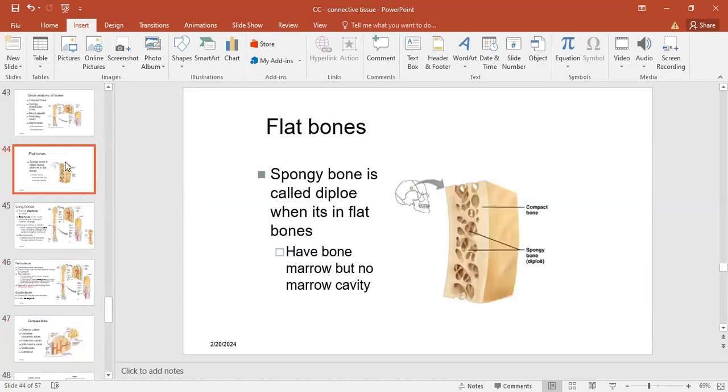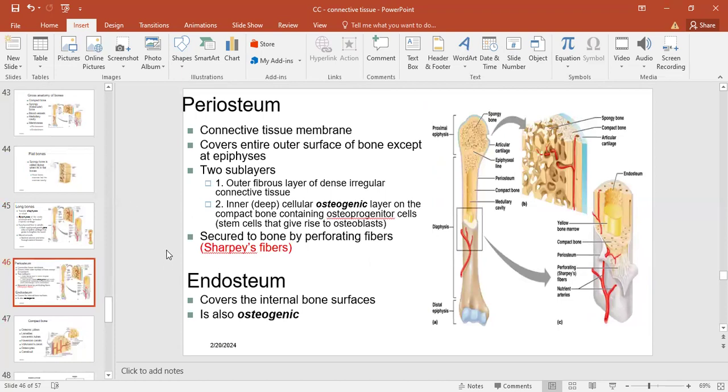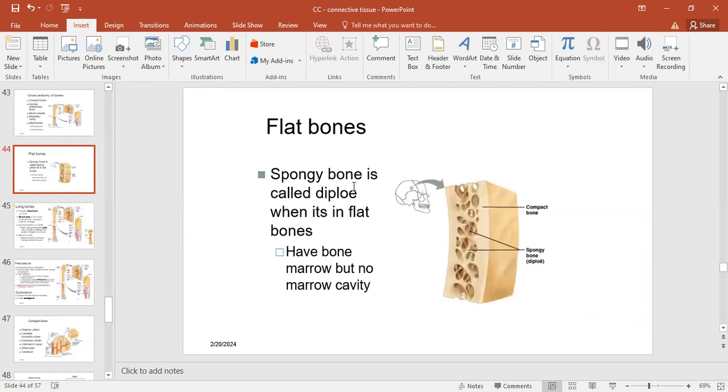And then we have spongy flat bones. Okay, we have flat bones. Remember we said that every bone has compact bone on the outside. The difference between the flat bones and the long bones is that the flat bones do not have the canal where you find yellow bone marrow. They only have spongy bone inside, and this spongy bone is known as diploë.